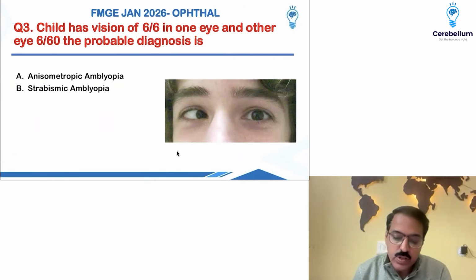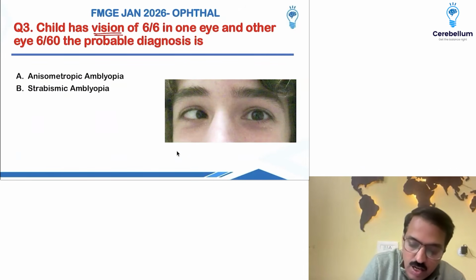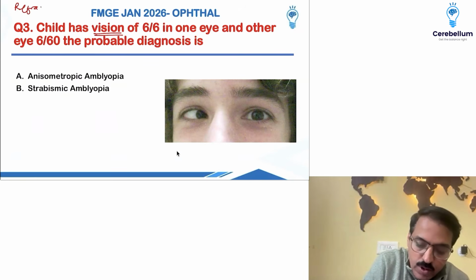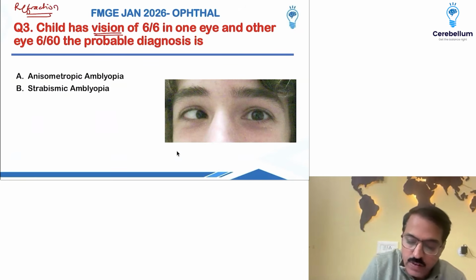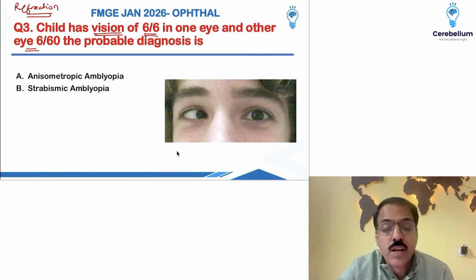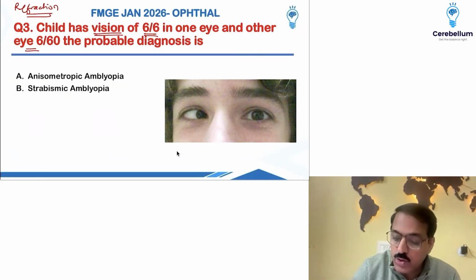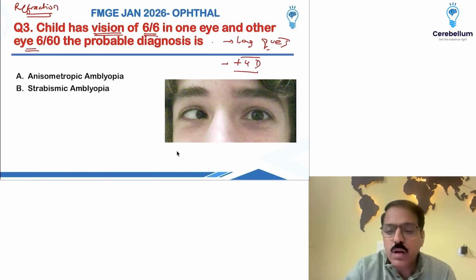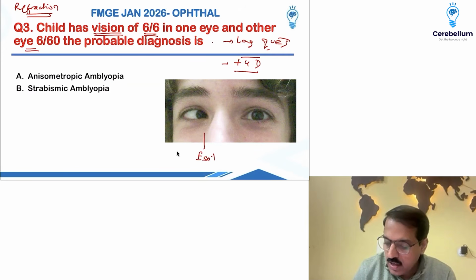Next question, where many of you got a little confused between vision and refraction. A child has a vision of 6 by 6 in one eye, the other eye is 6 by 60. The probable diagnosis is this. What I've gathered is that it was a long question, and they had given something like +4 diopter also. This was an esotropic eye.